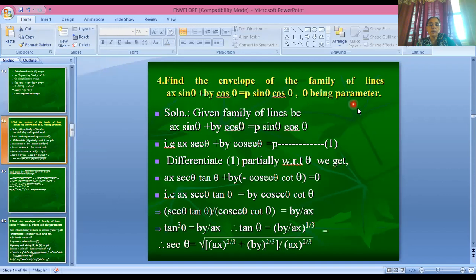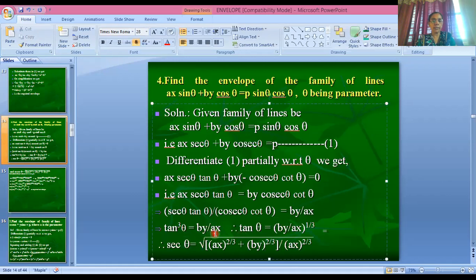Then find the envelope of the family of lines a x sin theta by cos theta equal to p, that is, a by cos theta plus b by sin theta equal to p sin theta into cos theta. So in this equation, the right side is in the form of sin theta cos theta. Dividing both sides by sin theta and cos theta, you are getting ax sec theta plus dy cosec theta is 2. Take this as 1. Then differentiate partially with respect to theta. Differentiation of sec theta is sec theta tan theta, and of cosec theta is minus cosec theta cot theta, that is 0. So it is ax into sec theta tan theta is equal to dy cosec theta cot theta.